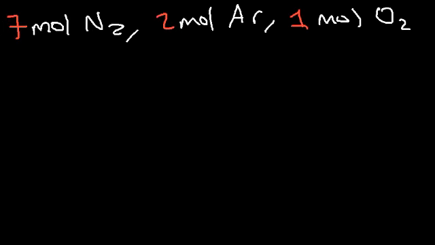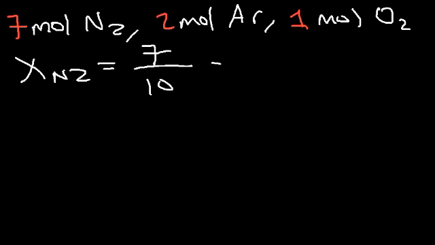So let's calculate the mole fraction of nitrogen. The mole fraction of nitrogen, we said, is the moles of nitrogen divided by the total moles. So we have 7 moles of N2, and the total moles, 7 plus 2 plus 1, is 10. 7 over 10 is 0.70. So that's the mole fraction for N2. So what this means is that 70% of the molecules in this sample is nitrogen gas. That's what the mole fraction means.